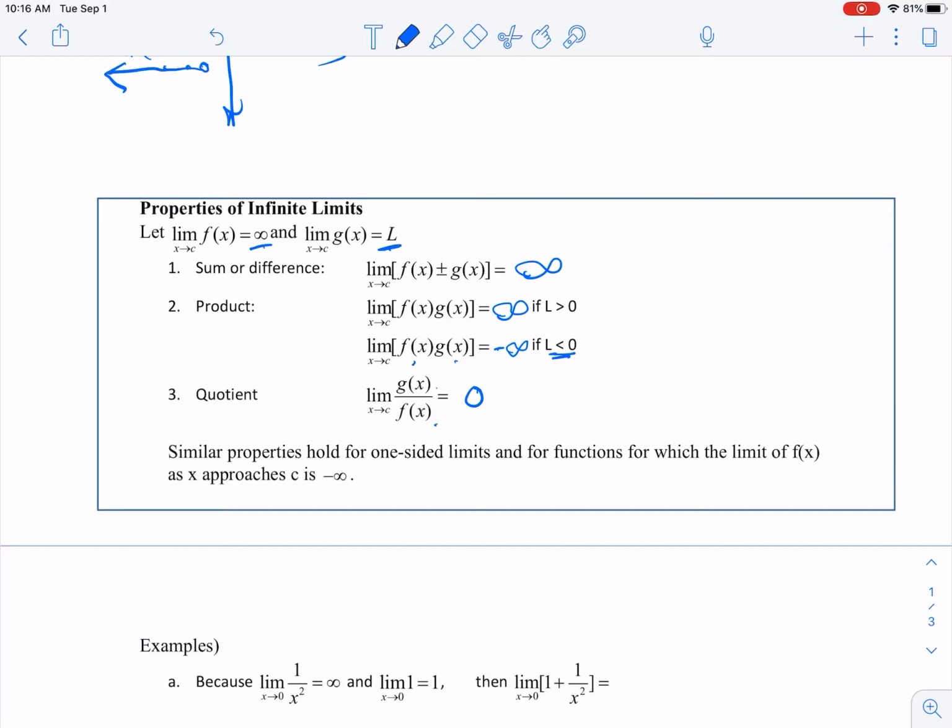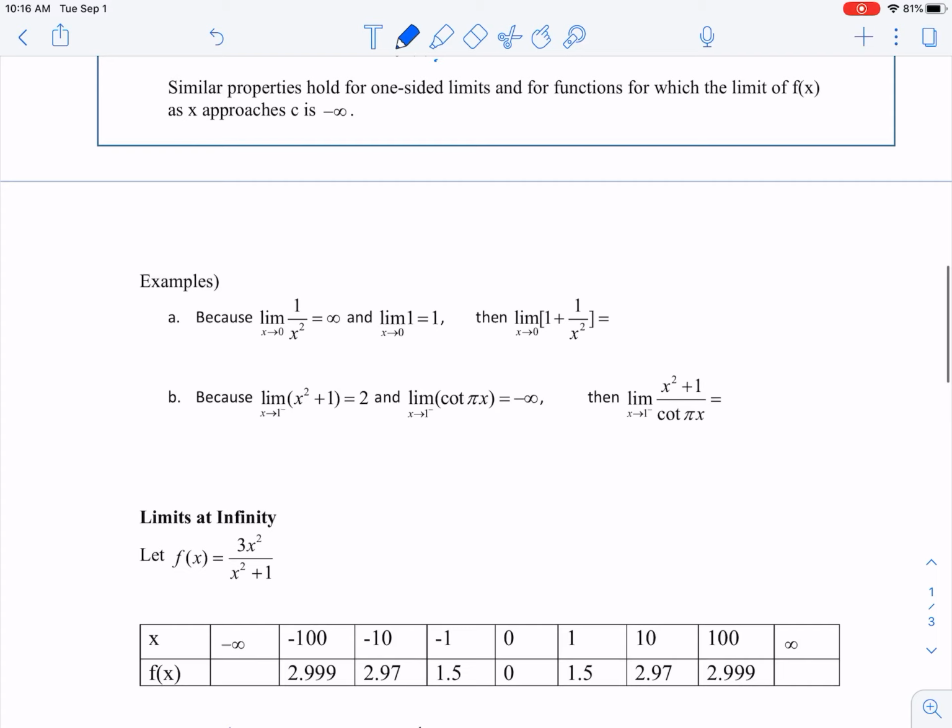Okay, let's look at some examples. All right. If 1 over x squared goes to infinity, this is getting closer and closer to 0. So you're talking fractions. It's 1/2 squared, 1/4 squared, 1/8 squared. It gets huge. All right? And this is going to 1. So you've got 1 plus a huge number. It's going to be infinity again.